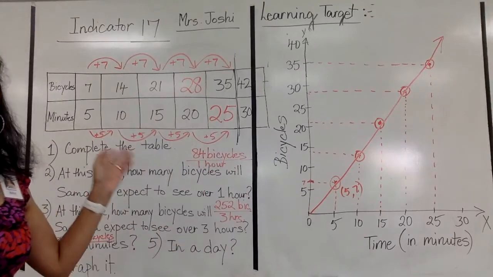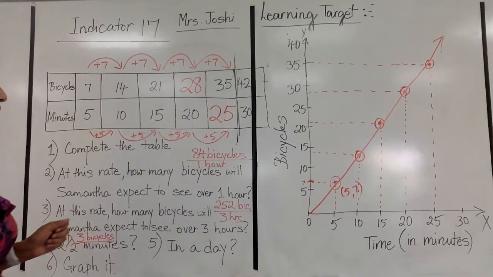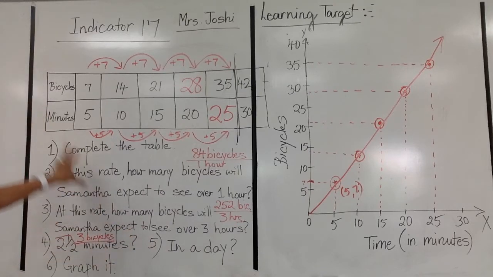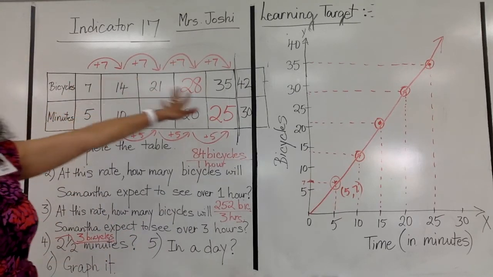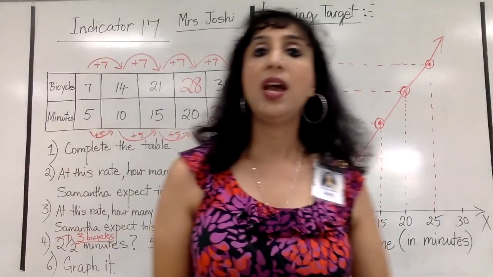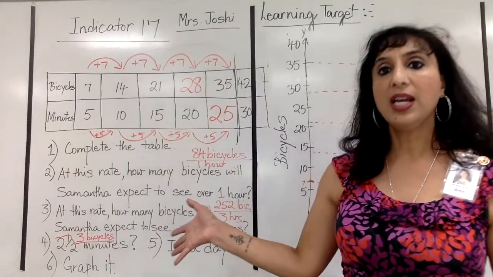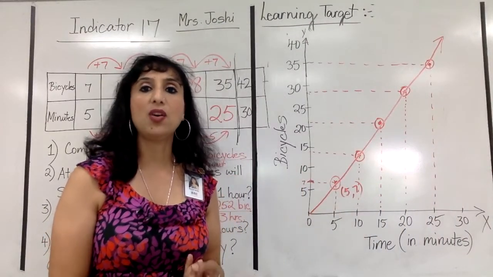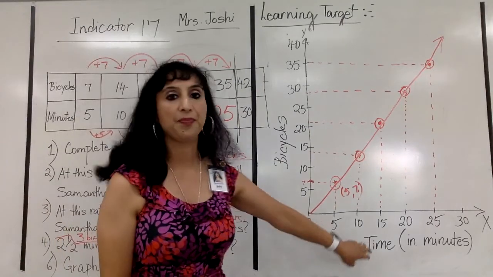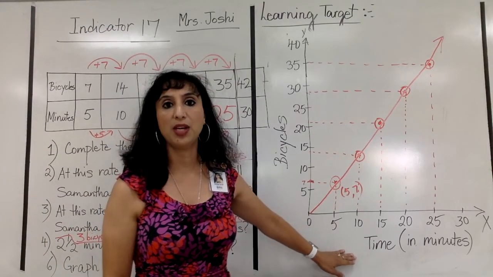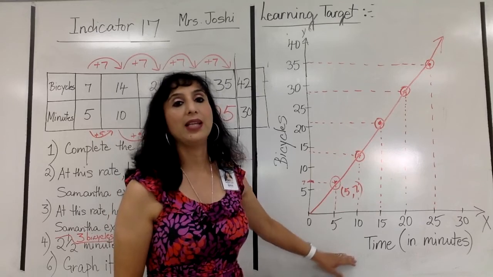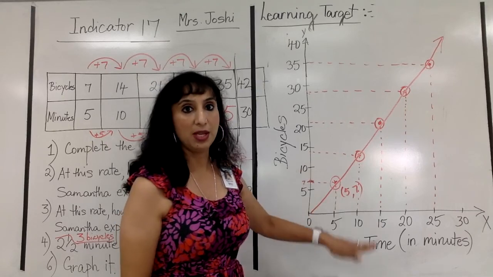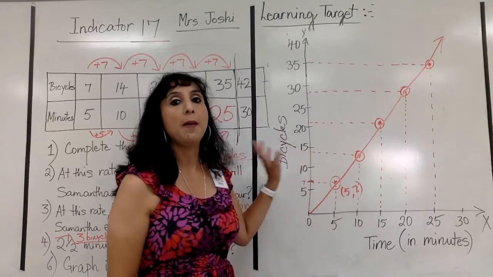So in this indicator, again, you are filling the table, you are calculating what is asked over here based on the table. Okay, so you take those ratios and you use that to convert it, and then in the end you are going to graph it. Time is always going to be over here, the X factor, because it is an independent variable, and then the number of bicycles depends on how much time is being used, so that's the dependent variable.